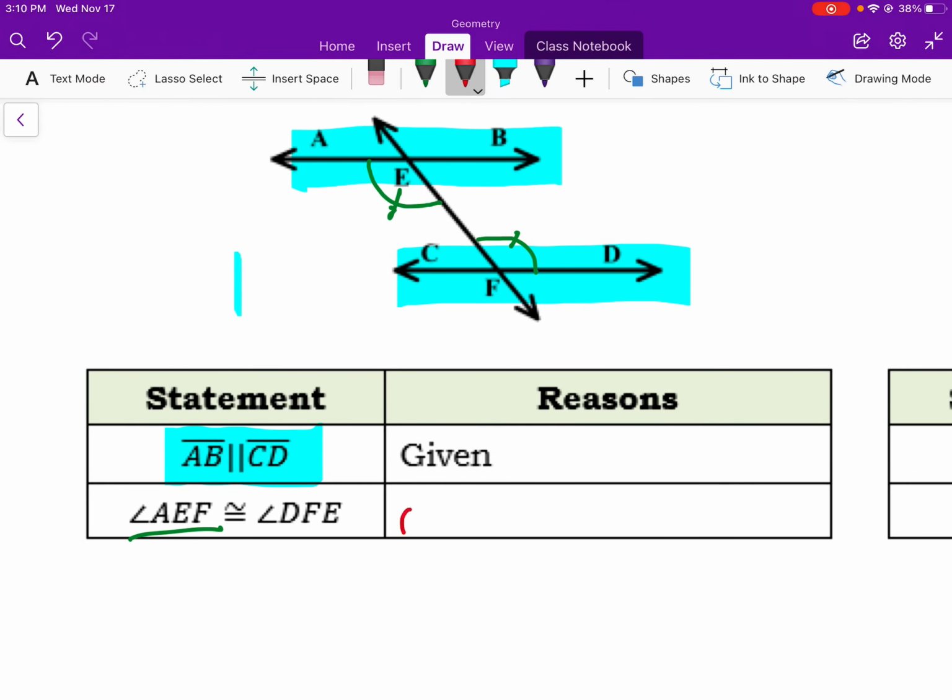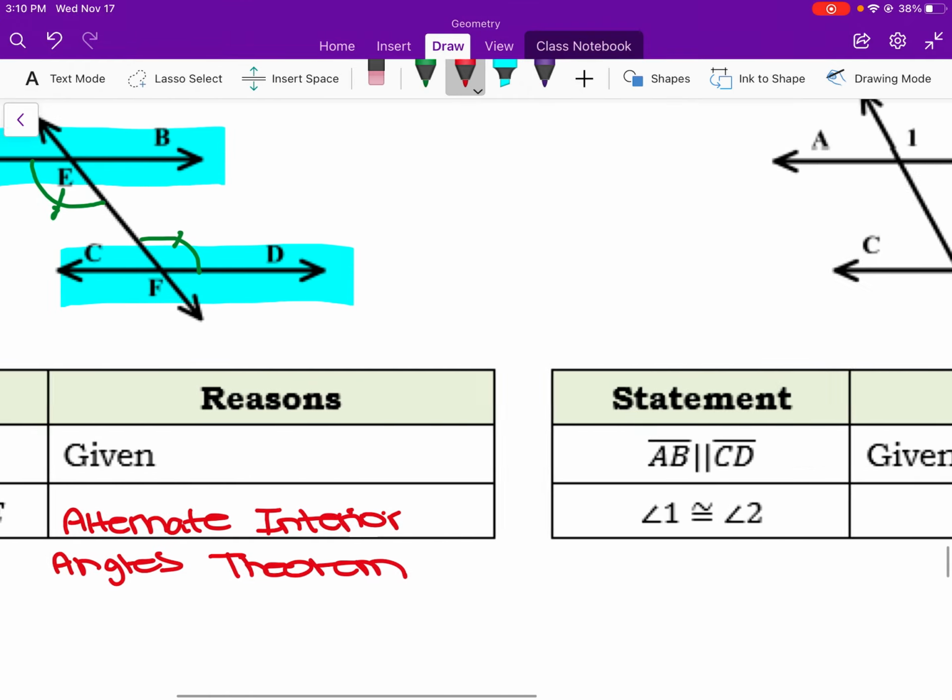So I can go ahead and say alternate interior angles theorem to justify. So it's kind of nice when they're just one step. It's really just finding which theorem relates the definition to the thing that we're trying to prove.